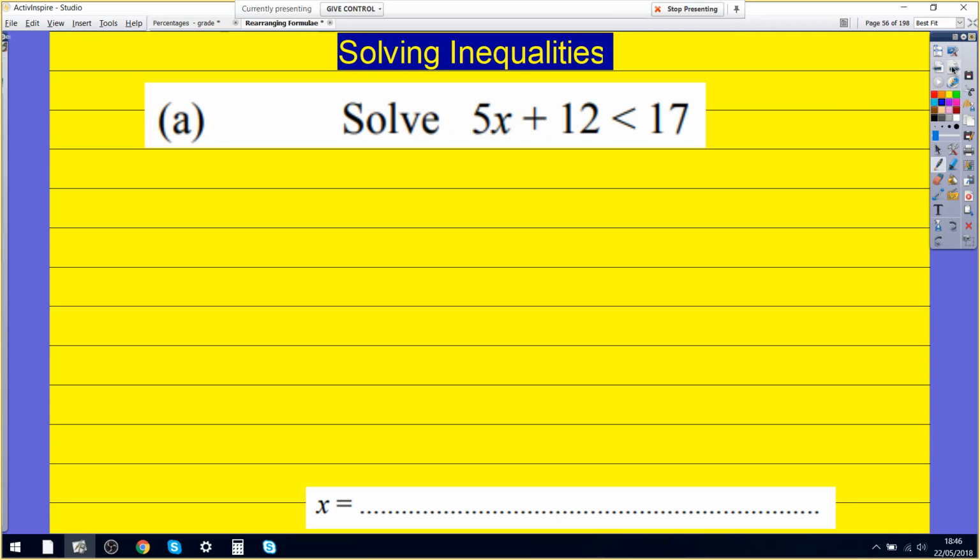Okay. And so, okay, any idea how you do solve an inequality?